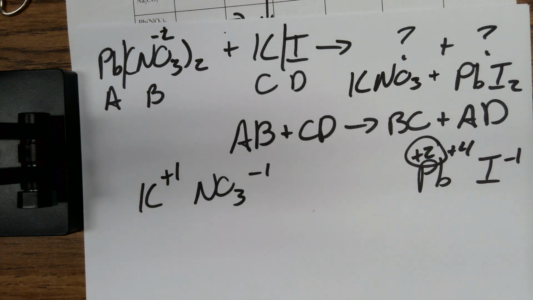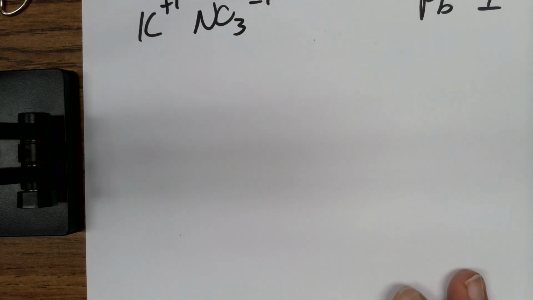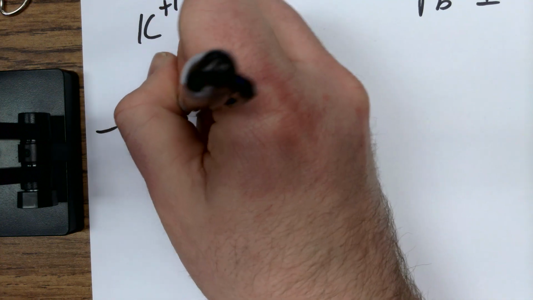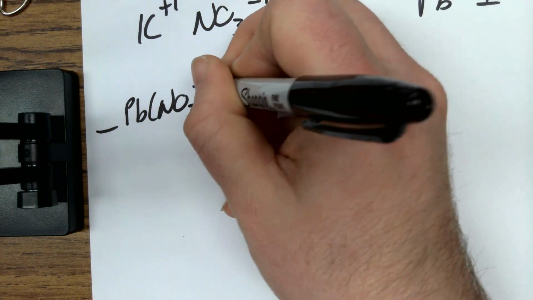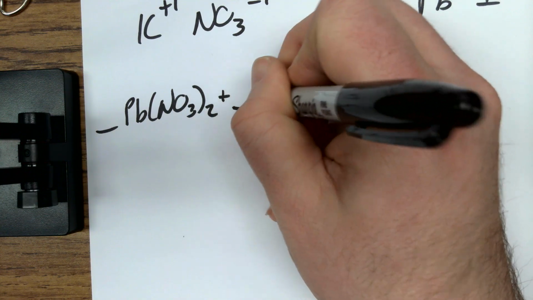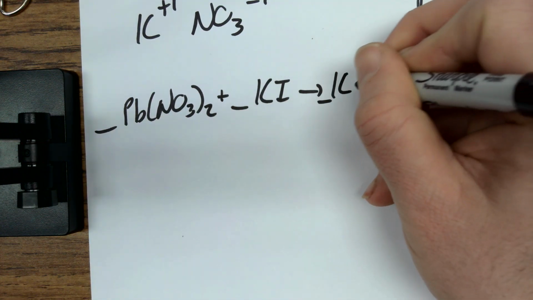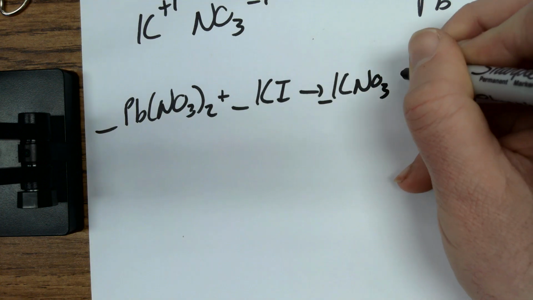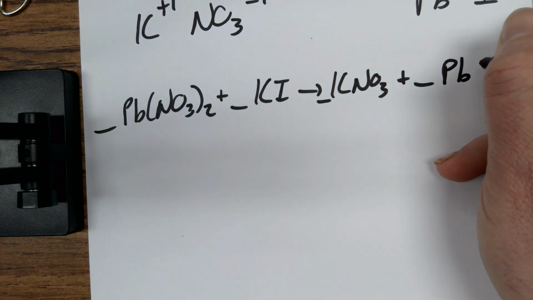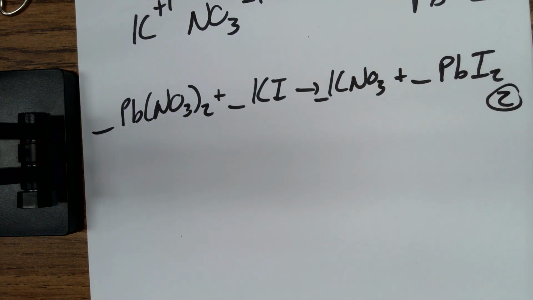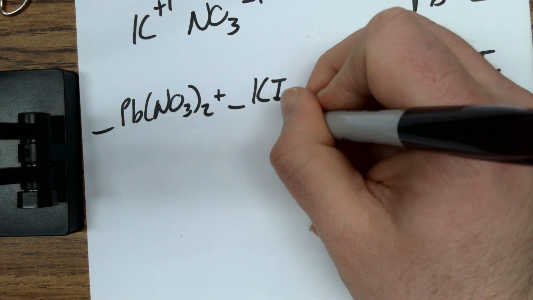Now, because I did a lot of writing, I want to clean it up. So I'm going to slide my paper down a little bit. Pb(NO3)2 plus KI will yield potassium nitrate plus lead iodide. Now, like before, so this is number 2. Second thing I have to do, number 3, I got to balance out my atoms.